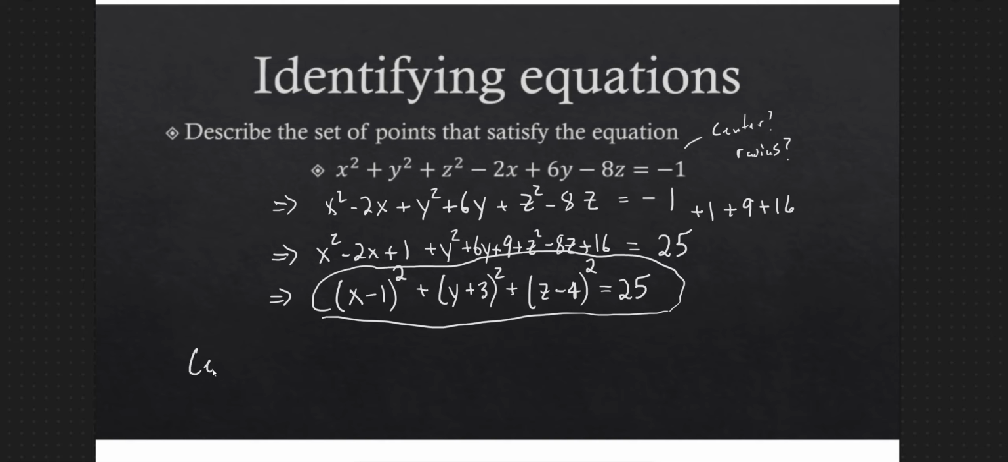So the center is 1, negative 3, 4. Right? X minus 1, y minus negative 3. That's why there's this positive here. Notice those switch because we're dealing with distances. They switch. And then z minus 4, that gives me a 4. So center is 1, negative 3, 4. And the radius of 5. Remember, square root of this is my radius. So radius 5.